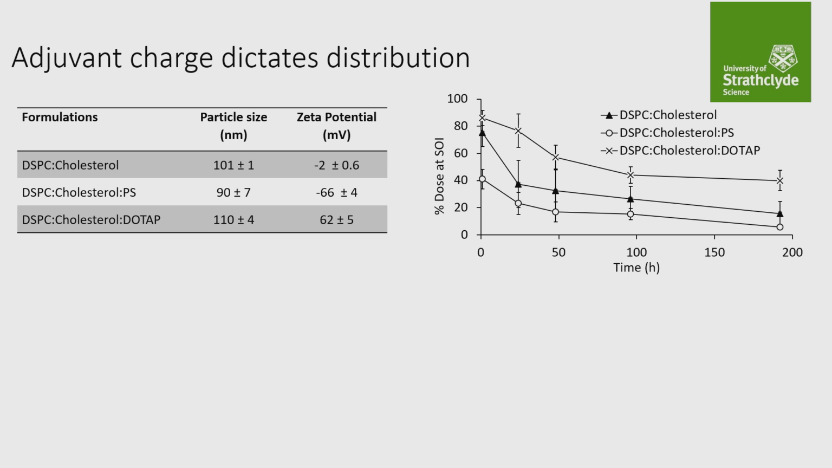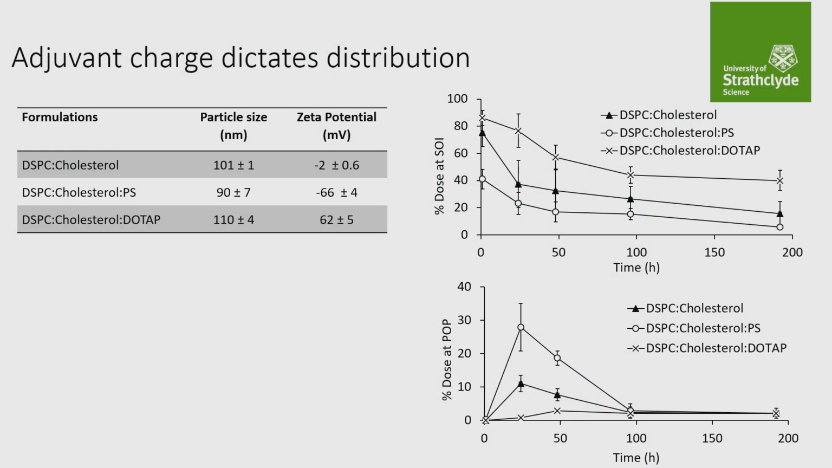The black triangles are our neutral liposomes. You see them flowing away from the injection site. And our open circles are our negatively charged liposomes, again flowing away from the injection site. And you can see as they flow away, they're more likely to appear at the lymph node. So you can see our negatively charged liposomes flowing away quickly, arriving at the draining lymph node, whereas our cationic ones are sitting at that injection site, can't move, so remain there.